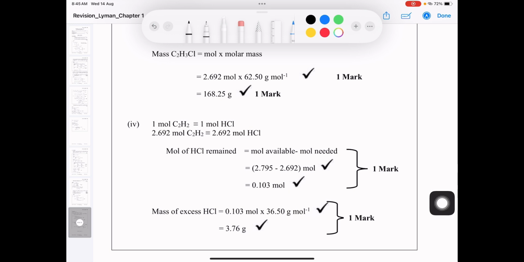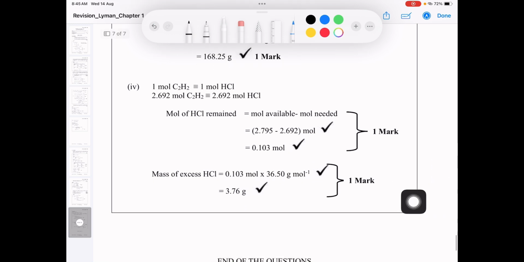Okay, next, calculate the mass of HCl, which is moles times molar mass, equal to 3.76 gram. So for question number 4, 2 marks: 1 mark for the correct number of moles of HCl remaining, and another 1 mark for the mass of excess HCl, 3.76 gram.